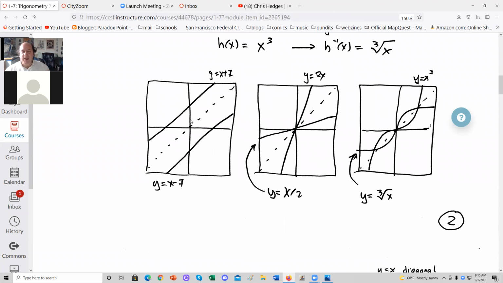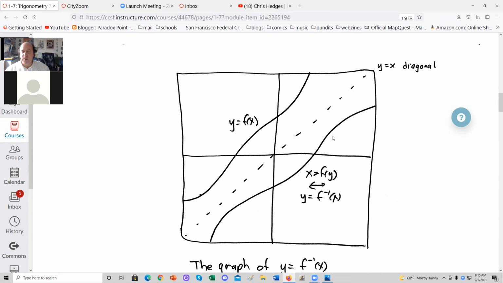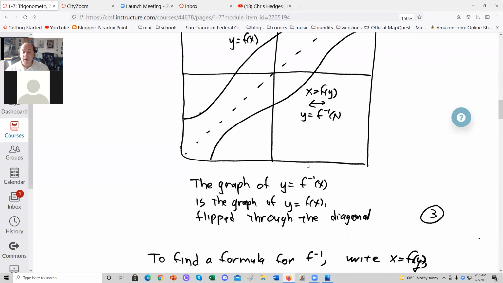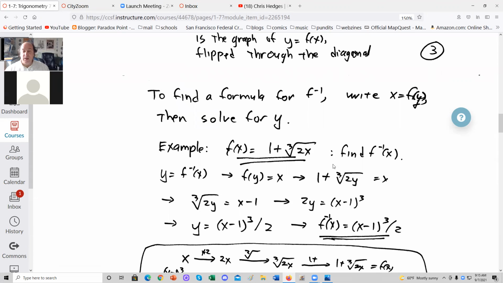You'll notice there's a certain symmetry between a function and its inverse. If you flip through the diagonal, you get the graph of the inverse. The reason why is simple enough. If this is a graph of y equals f of x, then y equals f inverse of x is the graph of x equals f of y. These two equations are the same except we swap x and y. Geometrically, swapping the x and y axes is just flipping along the diagonal. So if you flip a function graph along the diagonal, you get the graph of the inverse. And to find an algebraic formula for the inverse, write x equals f of y and then solve for y.